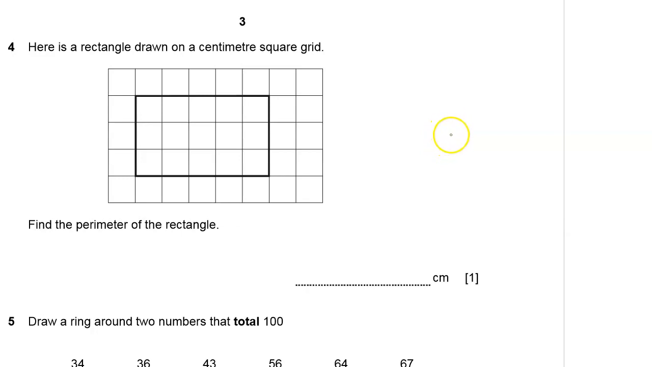Question number 4. Here is a rectangle drawn on a centimeter square grid. On a centimeter square grid, this distance here is equivalent to 1 centimeter. Find the perimeter of the rectangle. The sides of the rectangle are 1, 2, 3, 4, 5, so this is 5 centimeters. The other side is 1, 2, 3. This side is 3 centimeters. A rectangle has opposite sides equal, 5 centimeters and 3 centimeters. For perimeter, you add all the sides, 5 plus 3 plus 5 plus 3. You get a total of 16. The perimeter of this rectangle is 16 centimeters.